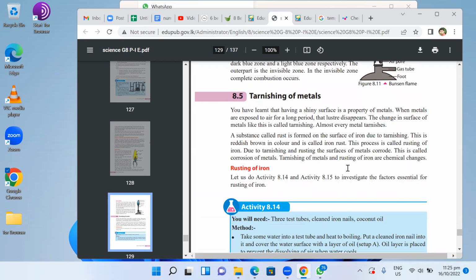Right. So now we have come to the last topic, that is tarnishing of metal. Okay. Why does metal tarnish? What are the factors affecting that? Why do these metals get destroyed? What are the reasons for metals getting destroyed?